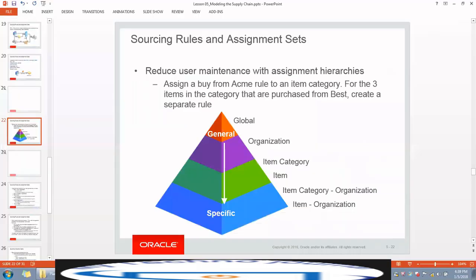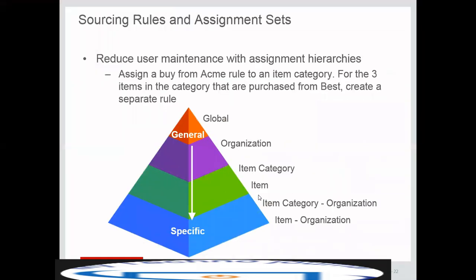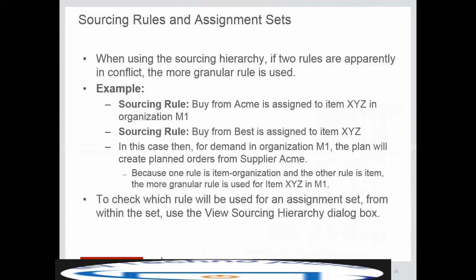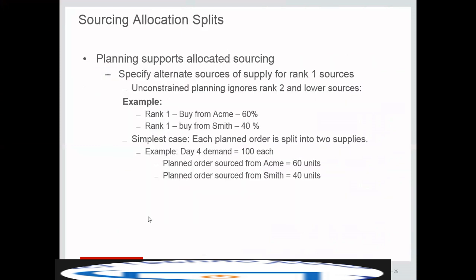Okay, so we go back to the presentation. So these are the different levels, and the rank 1 sources are the most specific or granular one: item organization, then category organization, then item category organization, and the global one, right? So these are all the different rules you can see, and a couple of examples describe which rule will be applied when you have multiple rules.